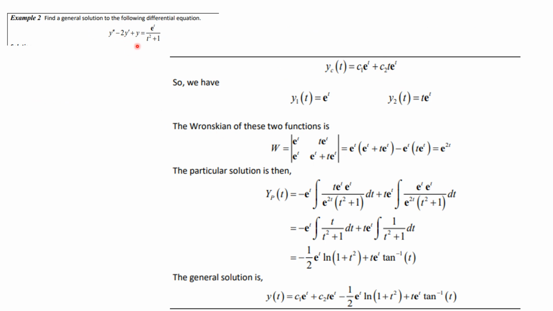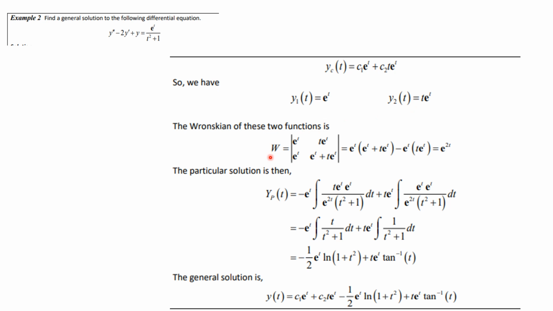All right, so this is (D minus 1) whole squared as an operator. And so that means that, it is a multiple root, so the complementary solution is going to be c1 e to the t and c2 t e to the t. So these are y1 and y2.